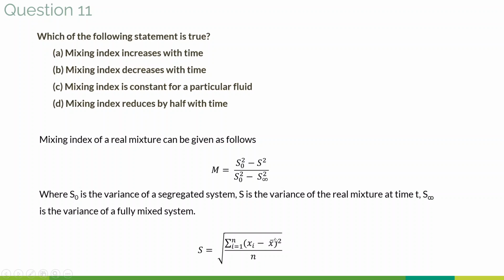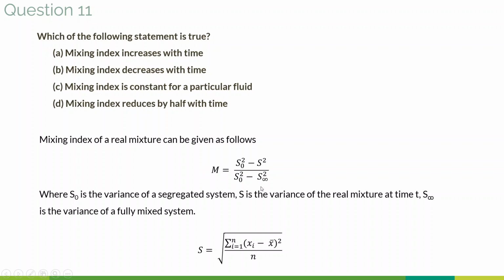So the fraction of component A in that mixture in each of those 10 samples can be given as xi. And x bar will be the average fraction of your component A in all of those 10 samples. So that will be x bar. And small n will be the number of samples that you have taken at that particular time. So from there you can calculate what is S square, that is the variance at time t. In the upcoming problems, we will also see how to calculate S naught square and S infinity square. But as of now, this is the formula that you need to remember.